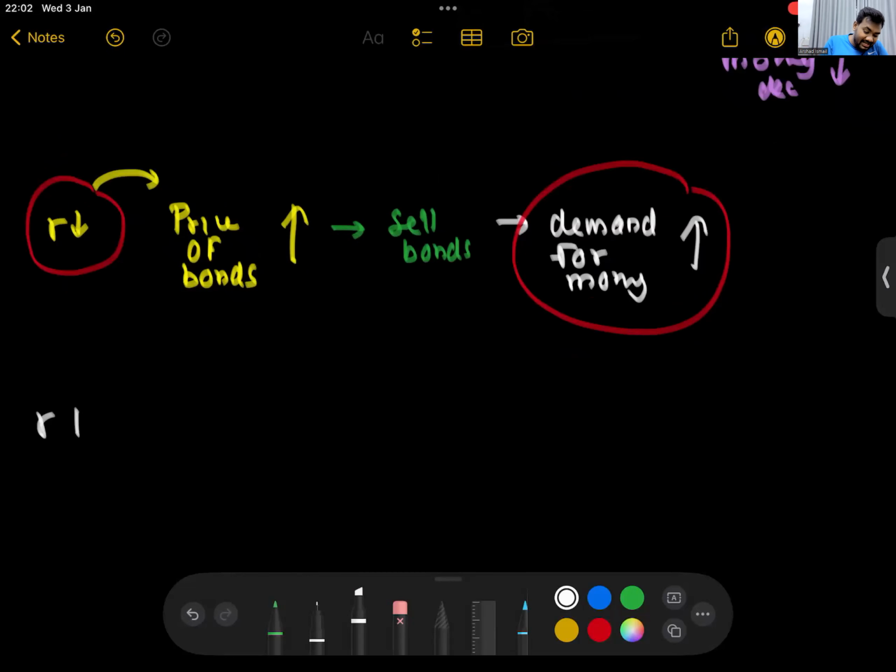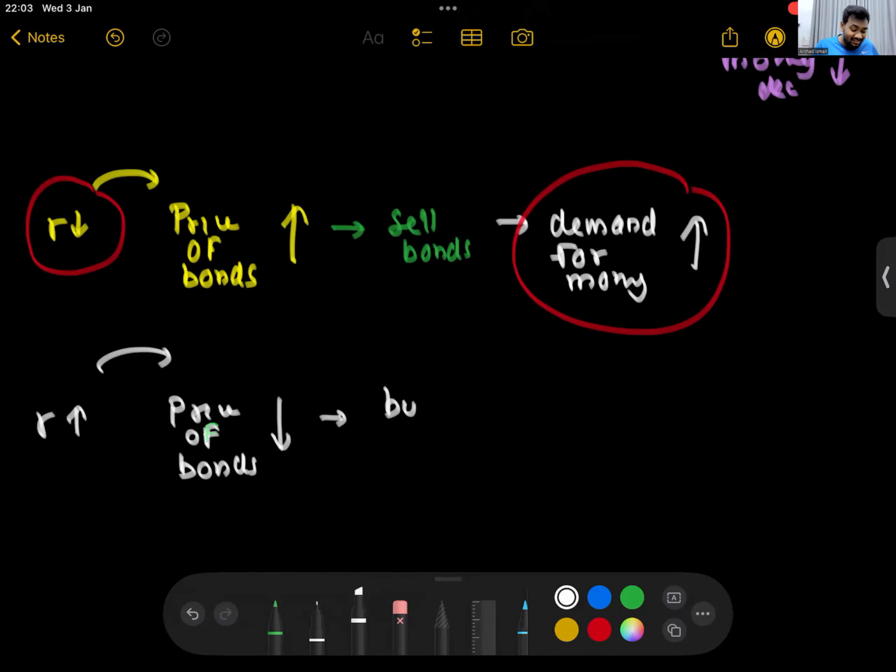When interest rates increase, tell me what happens to the price of bonds? When interest rates increase, the price of bonds decreases. Negative relationship. When the price of bonds decreases, what do people do? Do you buy or sell them? As an investor, you buy them. It's very cheap.